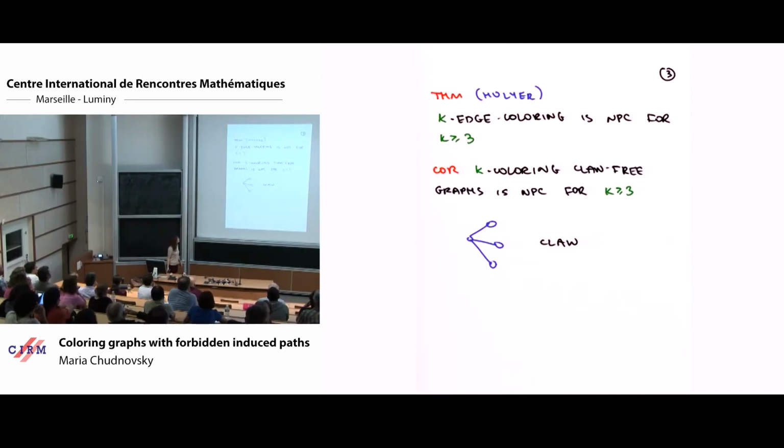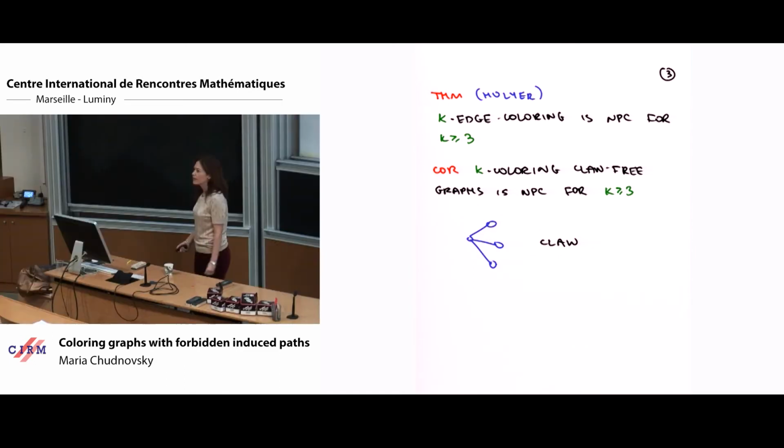And then there's a theorem of Holyer that says edge coloring is NP-complete, right? And that means vertex coloring line graphs is NP-complete. And that means coloring claw-free graphs is NP-complete. And that means if I exclude something with a claw, that's not helpful because the class of claw-free graphs is still among the graphs I'm trying to color.